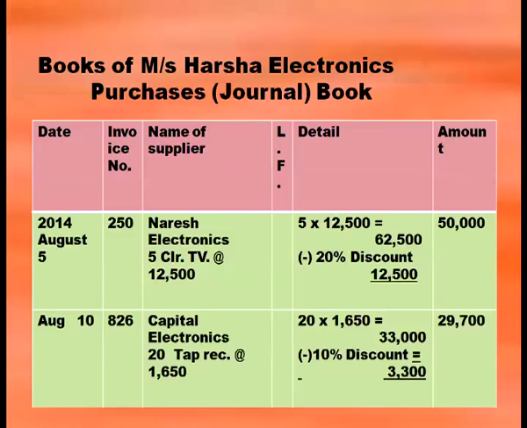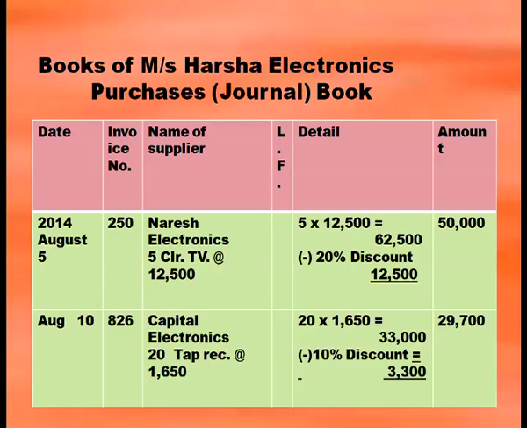Then you have to write as a heading in whose books you are writing the purchases book: Books of Messrs. Harsha Electronics. Then you have to write purchases journal or purchases book. Draw the format with date column, invoice number column, name of supplier column, ledger folio, details and amount. The date column will start with the year, then month and date: 2014 August 5th. Invoice number 250 in that column. Naresh Electronics is the name of the supplier.